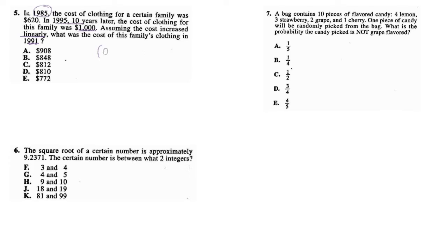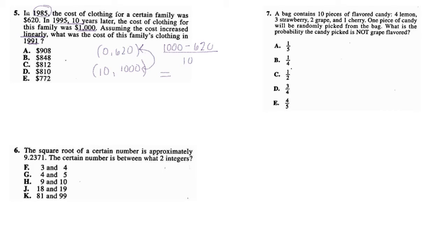1985 is our starting point, and our cost was $620. Then over 10 years, so I have 10, the cost of the family's clothing was $1,000. So we could see what the rate of change of this is. Very quickly, we could do our slope formula, which is y2 minus y1. So I would have 1,000 minus 620, which is their change over the past 10 years.